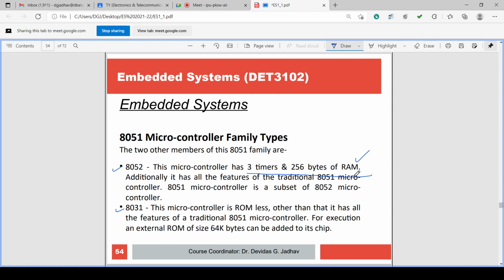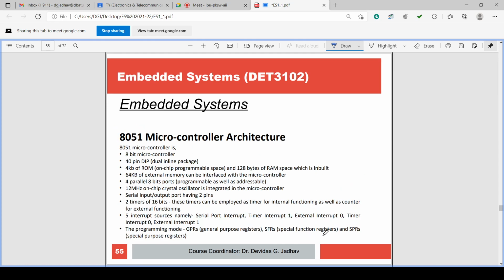Similarly, 8031 as compared to 8051 is a microcontroller that is ROM-less. There is no ROM inside. If the traditional 8051 is considered, there is no RAM in the 8031 as compared to 8051. And for execution, an external ROM of 64 kilobytes can be added to the chip. Okay, so this is the difference between microcontrollers of the same family.